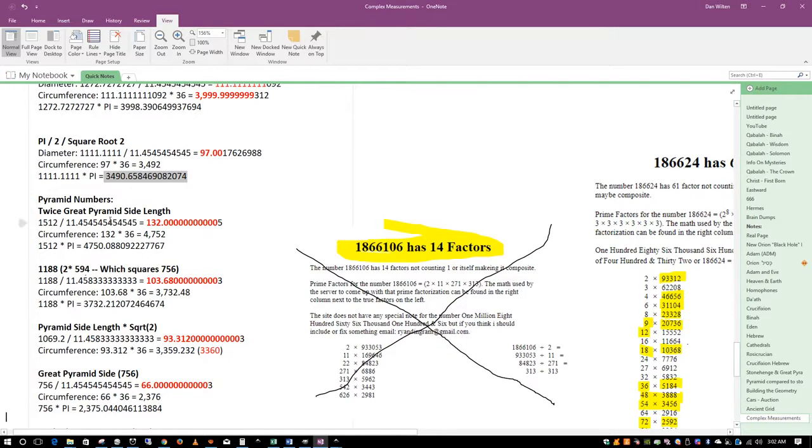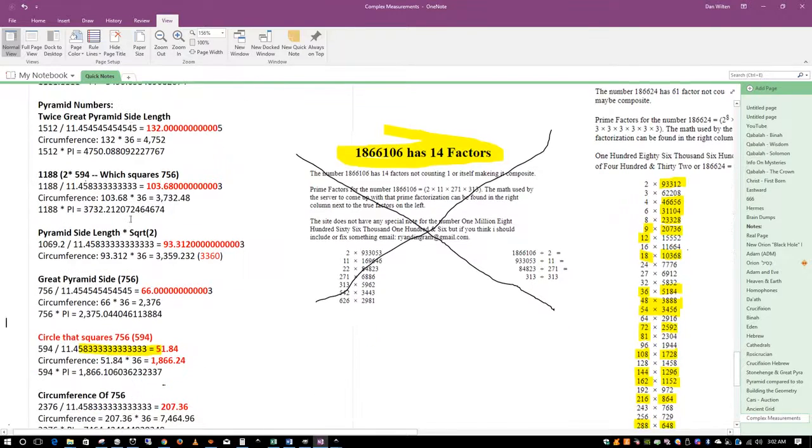Now here's the pyramid numbers, and this is where it really makes a difference as far as the way things look. So 1512 is a 14 because it's twice 756, and 756 is a 14 circle, right? So we use the 11.4545. This is what we get. Basically, it's 132. And we multiply that times 36, we get this. This is what we get with pi.